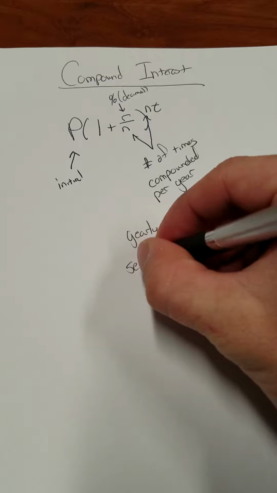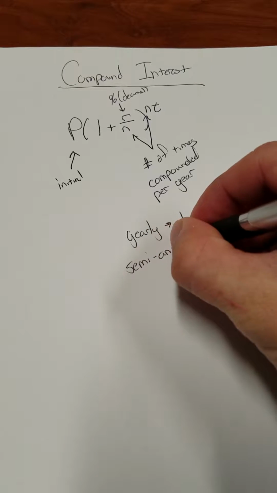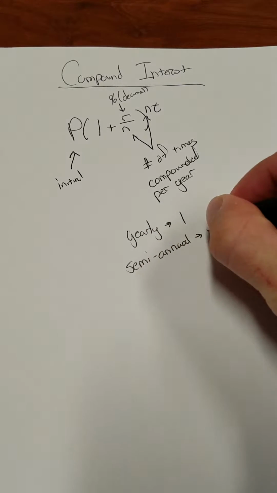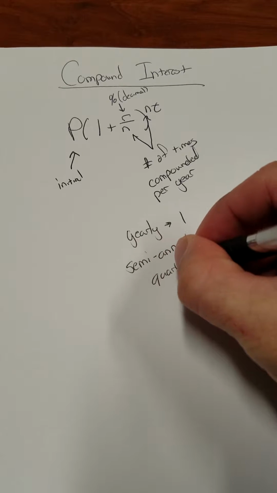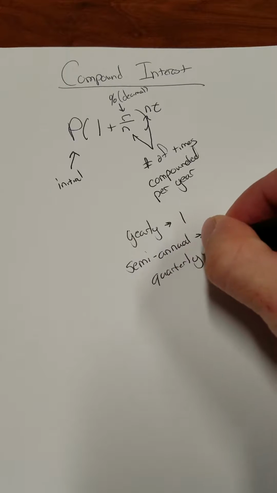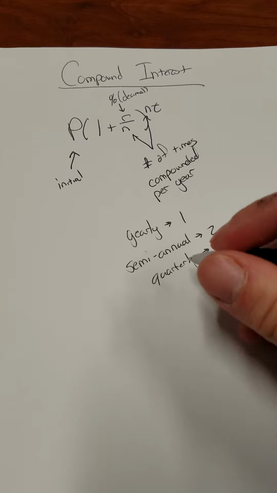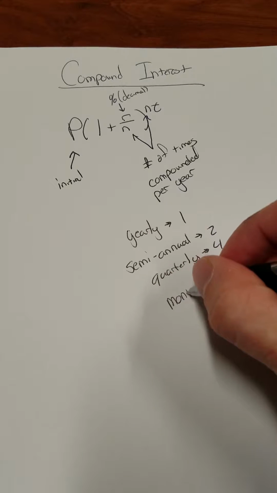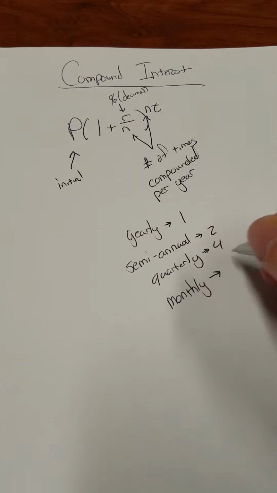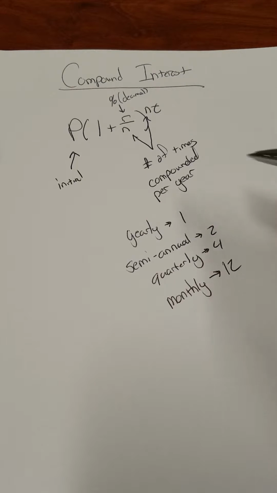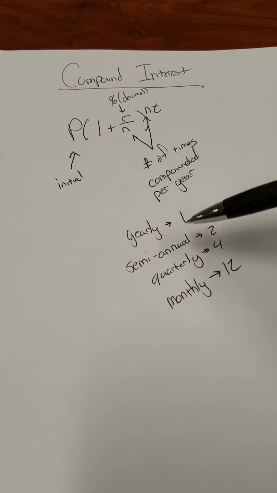Not as good. Semi-annually, well, semi-annual means 2. Quarterly, how many quarters are in a dollar? 4. And then monthly, how many months are in a year? 12. So that's how n's going to change. So if they're saying they're compounding it quarterly, that means they're compounding it 4 times per year. Compounding monthly means 12 times per year. The more times per year that it's compounded, the more money you make. So you want that number to be as big as you possibly can.